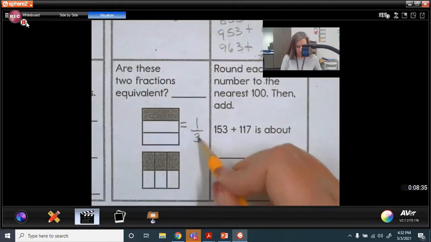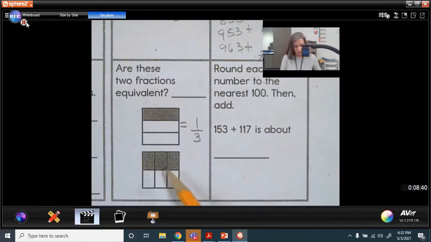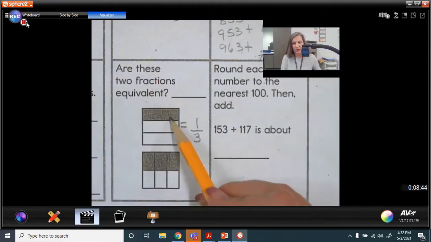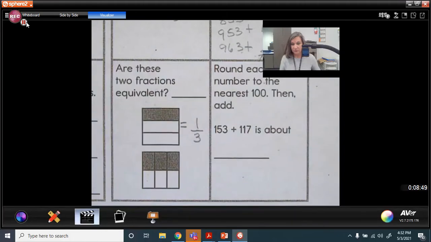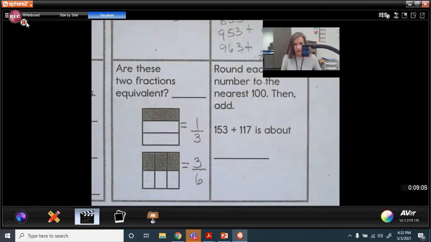So this is 1/3. Now, if I look at this square, we're using this shaded amount and comparing it to this shaded amount. Do they look the same? Now look closely. Let's take a look. I have 1, 2, 3, 4, 5, 6 equal parts, and 3 of those parts are shaded. So that means I have 3/6.